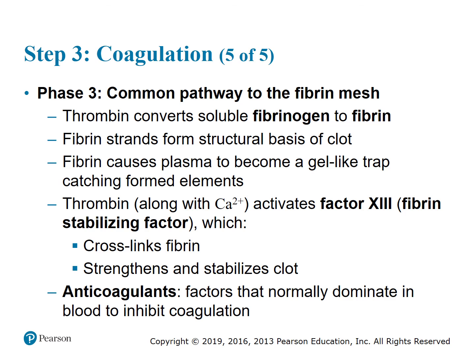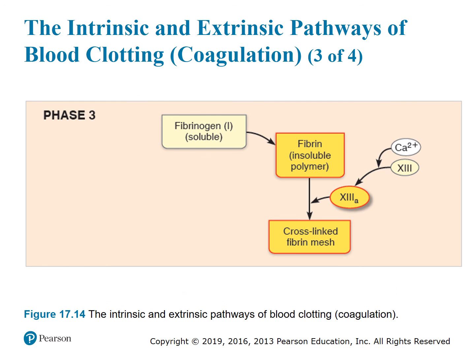And thrombin, along with calcium, activates factor 13, which is the fibrin stabilizing factor, which cross-links fibrin and strengthens and stabilizes a clot. You've heard of anticoagulants. These are factors that normally dominate in blood to inhibit coagulation. So in phase 3, fibrinogen is converted to fibrin, which is an insoluble polymer, and then with 13A and calcium, it forms a cross-linked fibrin mesh.